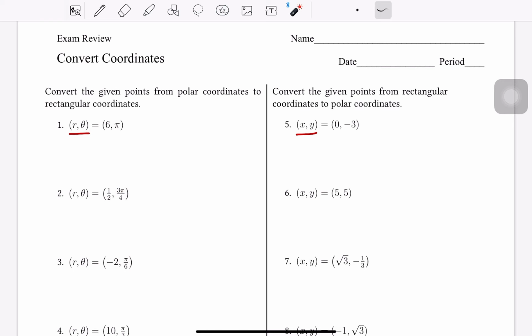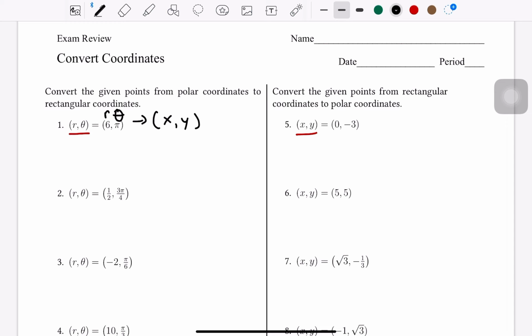So let's look at the left hand side. Here we want to convert 6 comma pi to a rectangular coordinate. So to start off, let's go ahead and label it. We are given r and theta, and we need to convert to x comma y, which would be our rectangular coordinate.